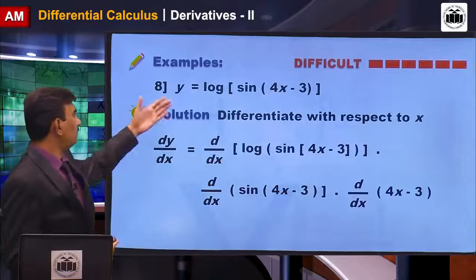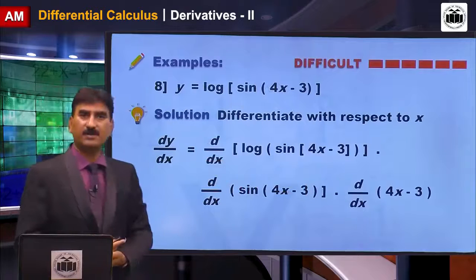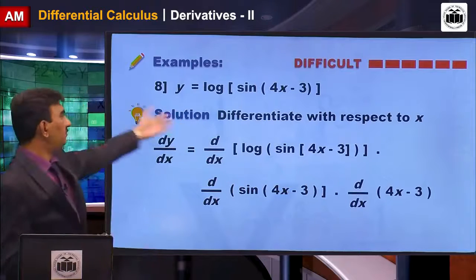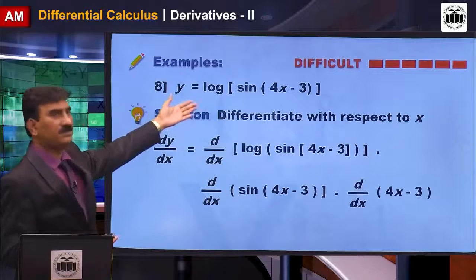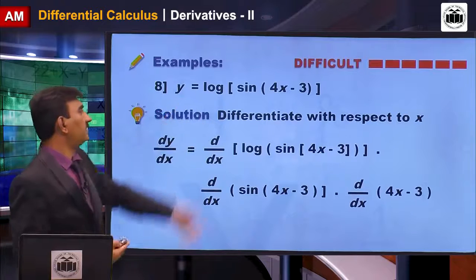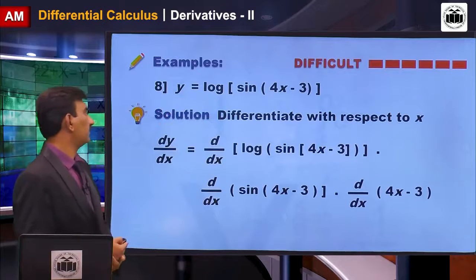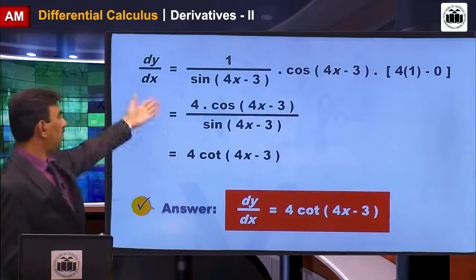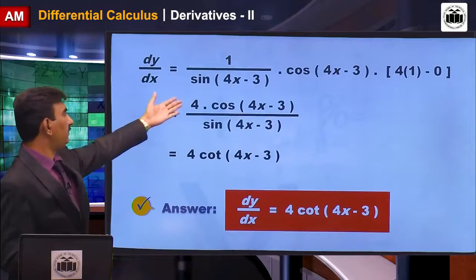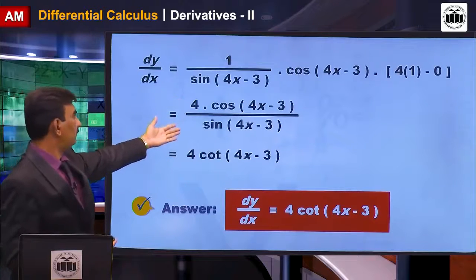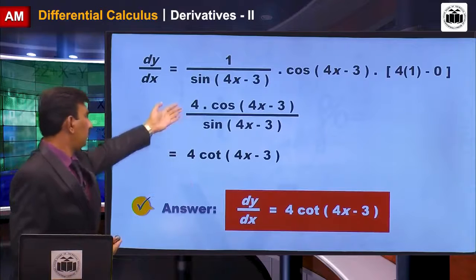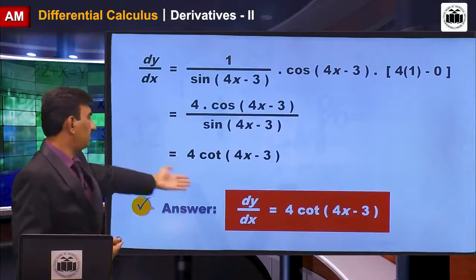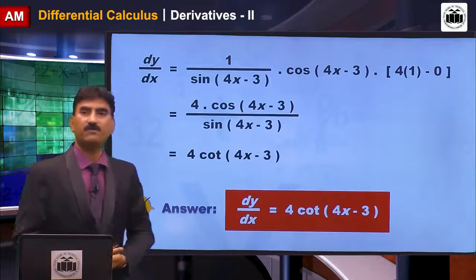Take another example, y is equal to log of sine of 4x minus 3. First you differentiate log, then you differentiate sine, then you differentiate 4x minus 3. Here is the final answer. See carefully. 4 into cos of 4x minus 3 upon sine of 4x minus 3. So cos upon sine is nothing but cot. So final answer is 4 cot of 4x minus 3.